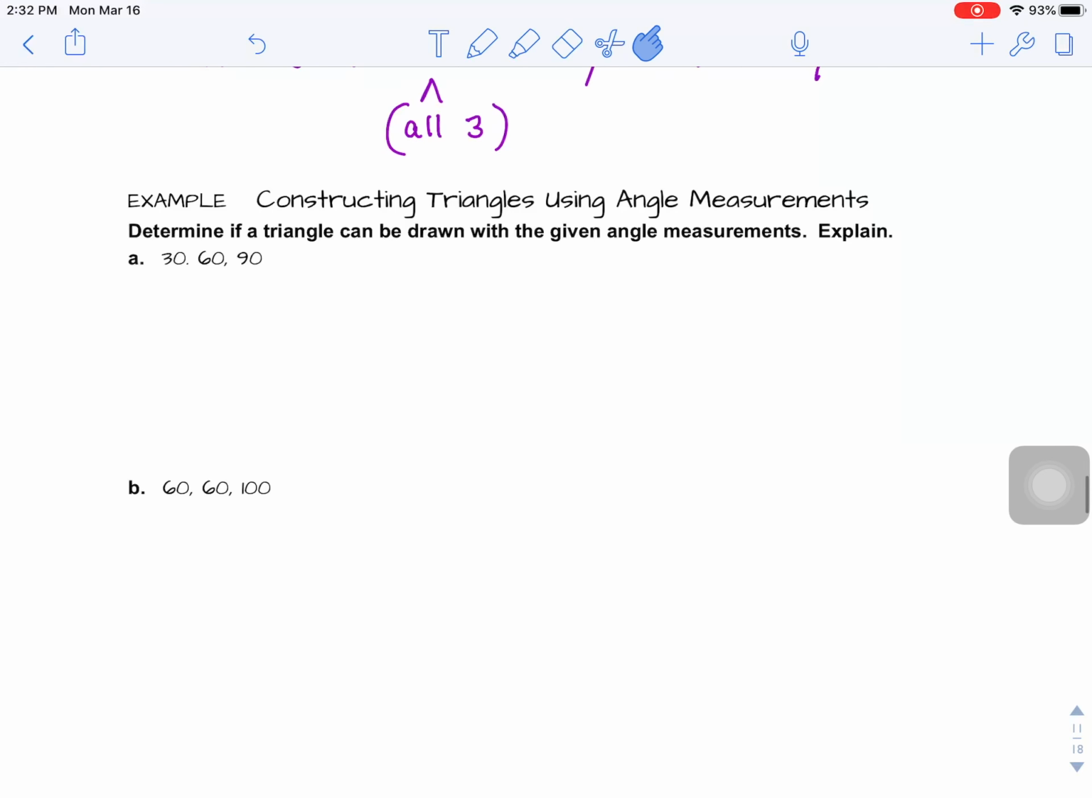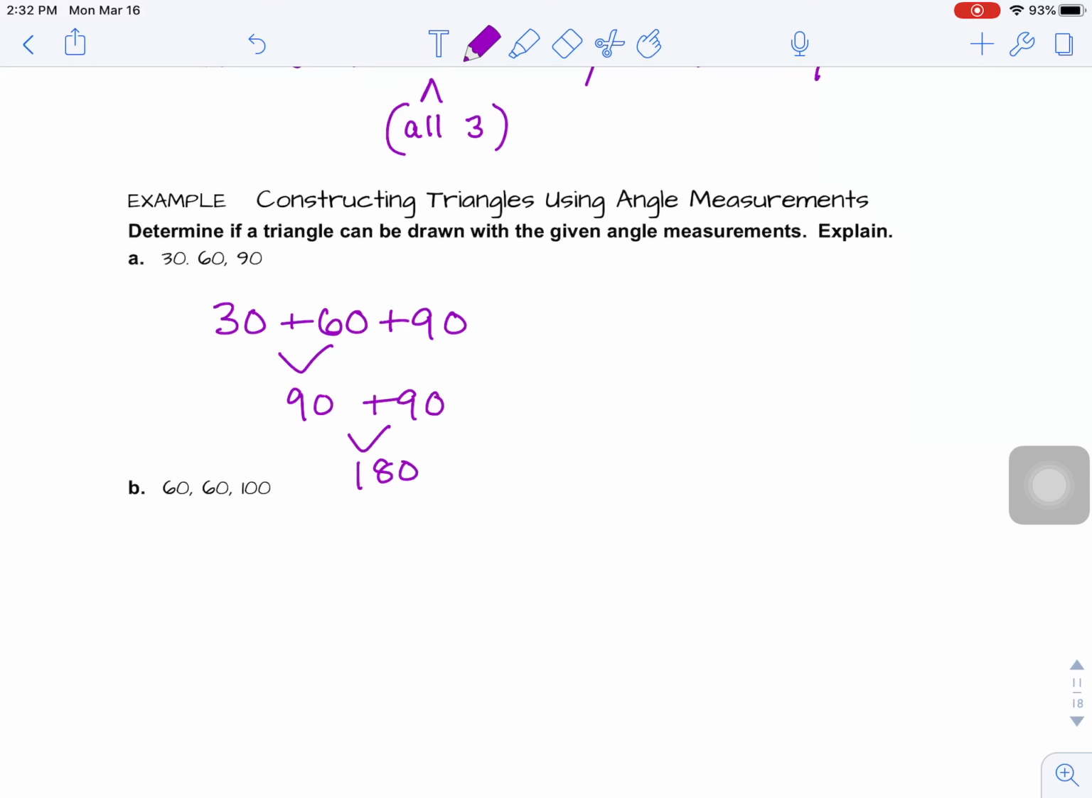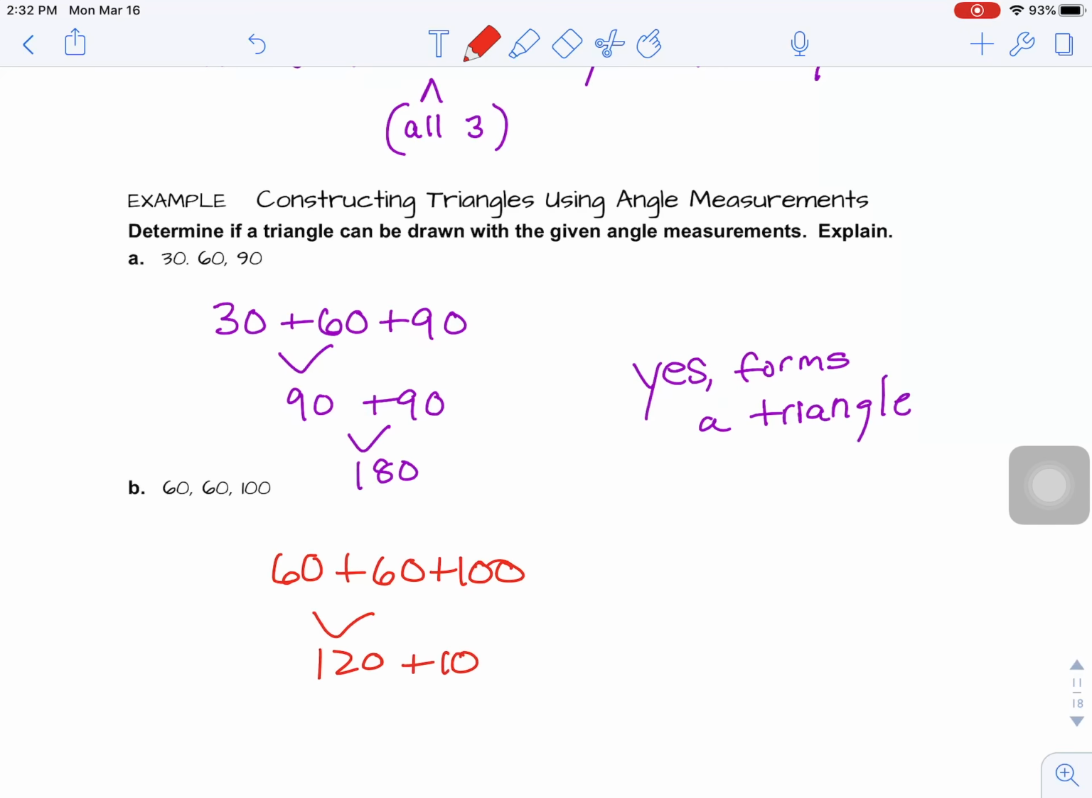All right, so let's look at these examples here. If I have 30, 60, and 90, if I add 30 plus 60 plus 90, that would be 90 plus 90, which does equal 180. So yes, this forms a triangle. If I look at the next one, 60 plus 60 plus 100, I get 120 plus 100. Here I get 220. So no, this does not form a triangle.